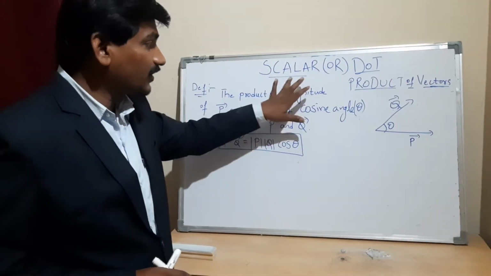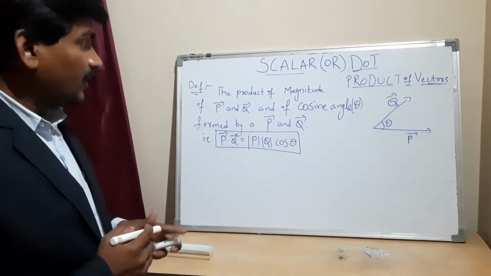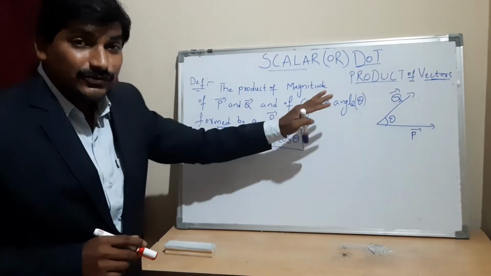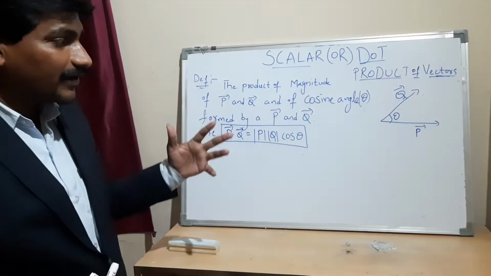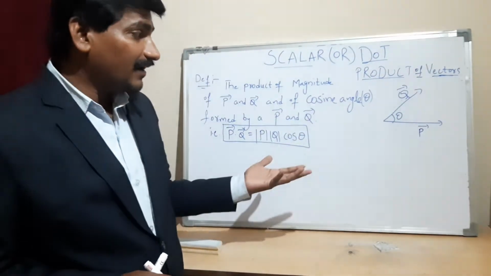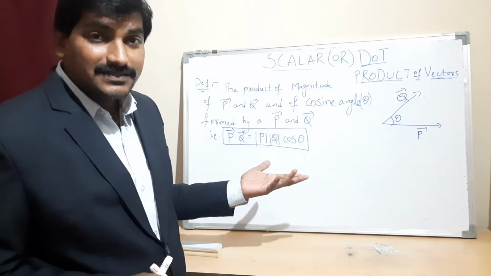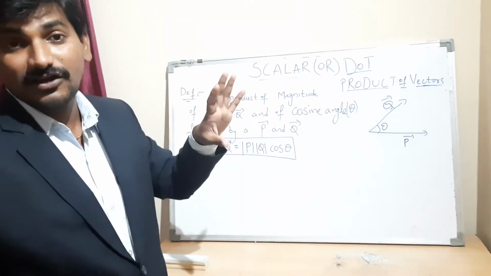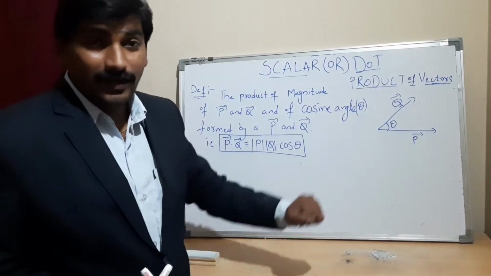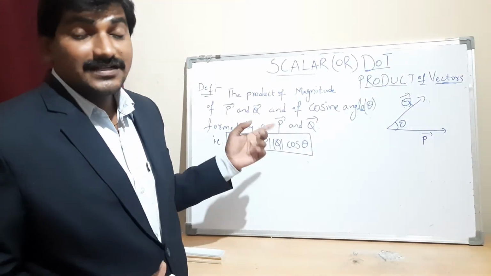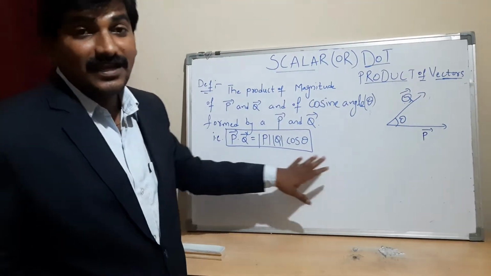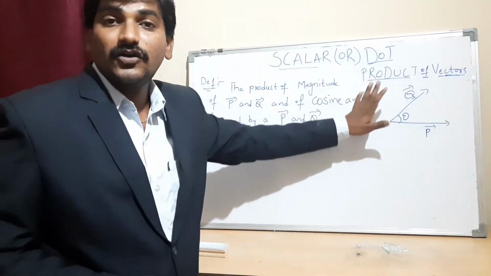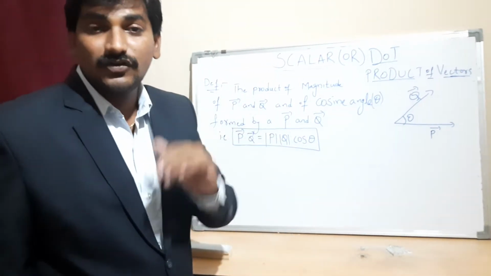What is a dot product or scalar product? Scalar product of two vectors. Where do you use it? In physical quantities where we can do the product of any two vector physical quantities, when you do the product, if the result comes as a scalar, in such cases this scalar product or dot product is useful.